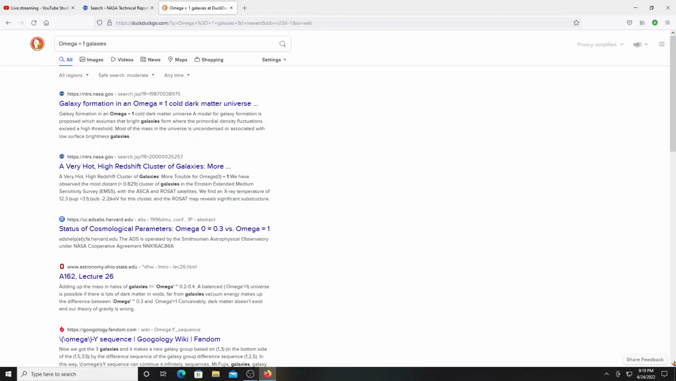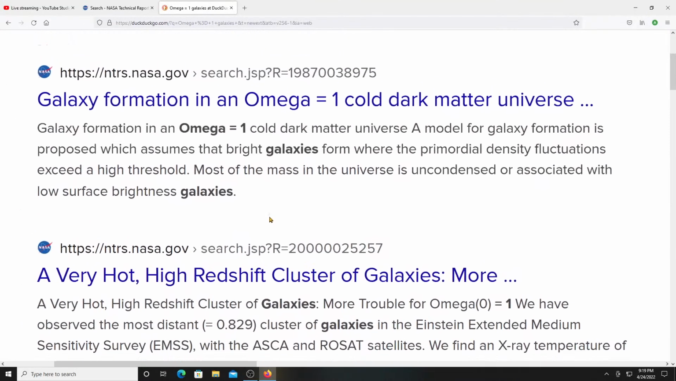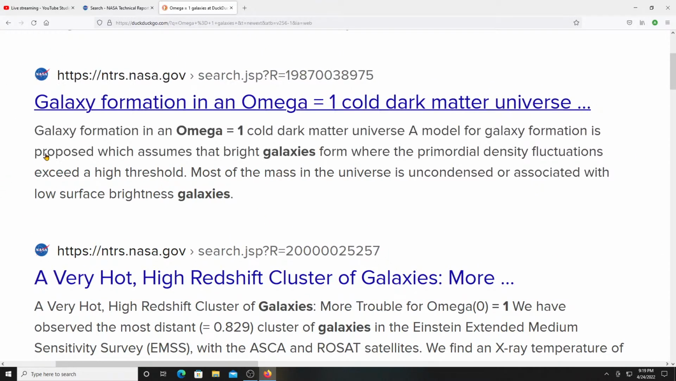Oh, so galaxy formation in omega-1 cold dark matter universe. It assumes that bright galaxies form where primordial density fluctuations exceed a high threshold. Most of the mass in the universe is uncondensed or associated with the low surface brightness galaxy.